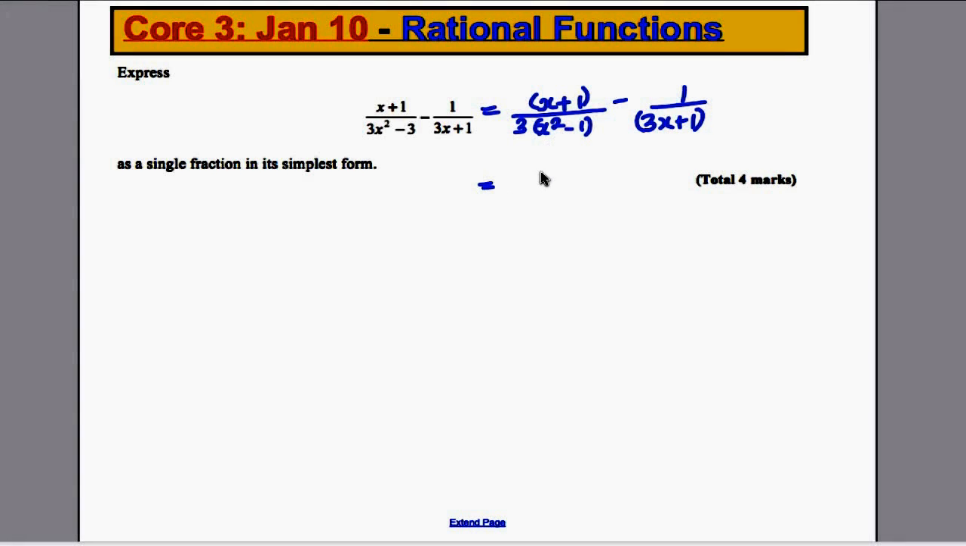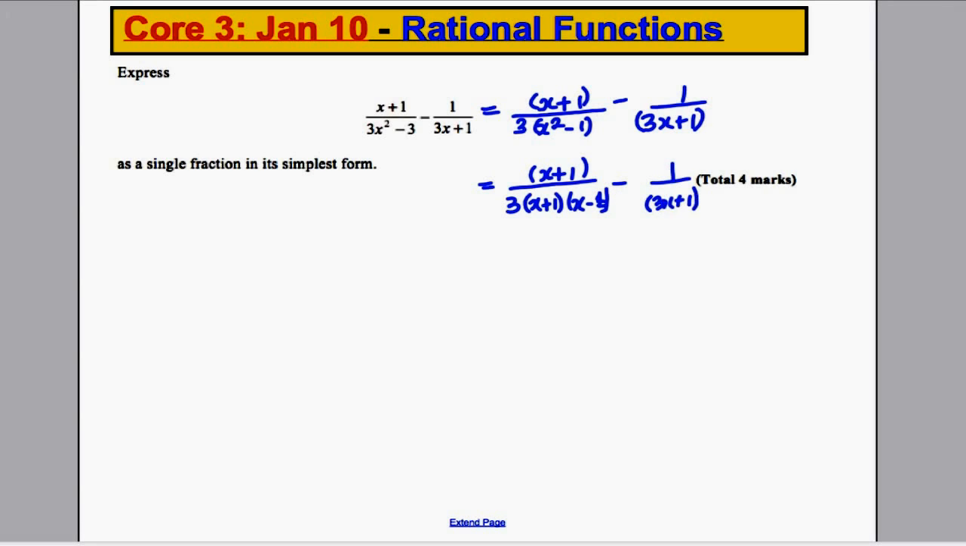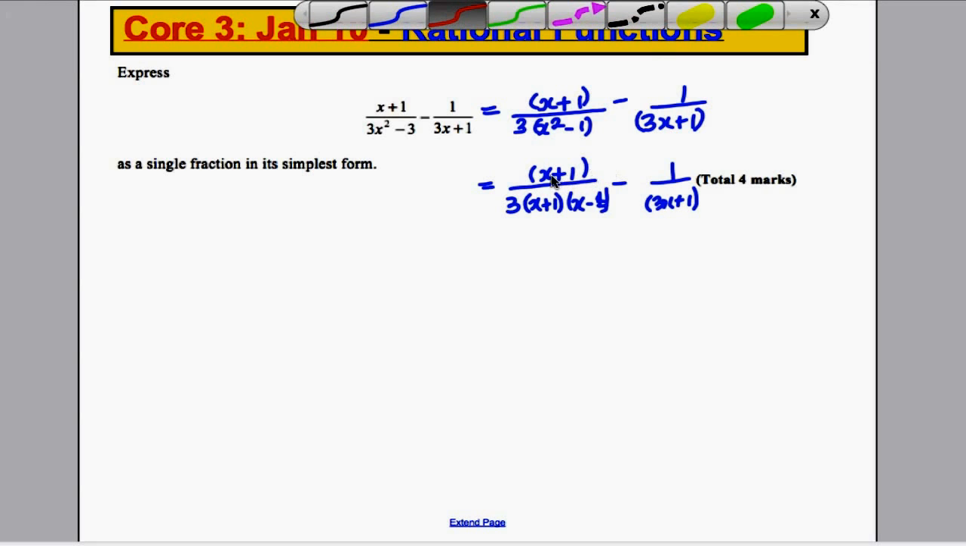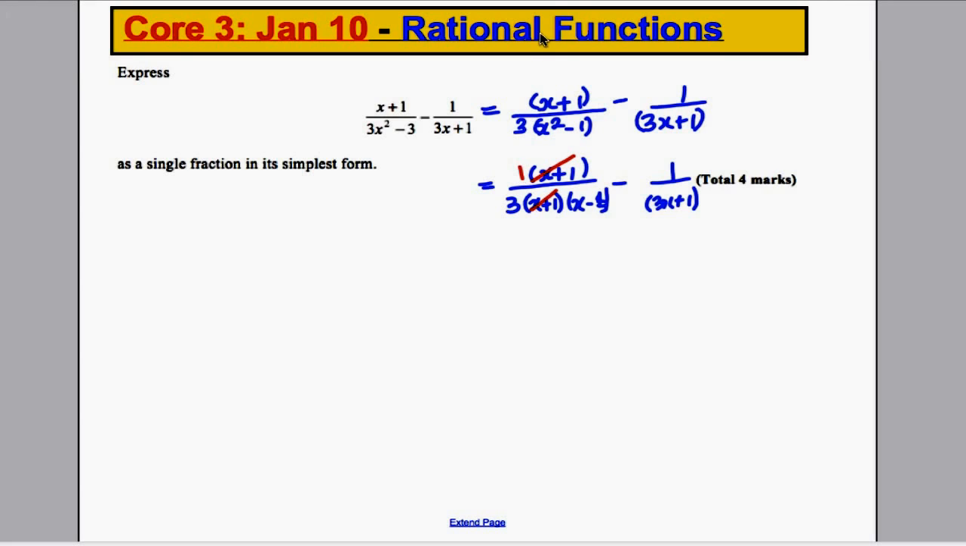Anything further I could factorise? Well, yes, look, the top is x plus 1 over 3. x squared minus 1 is the difference of two squares. It's x plus 1, x subtract 1. Subtract 1 over 3x plus 1. Now, oh look what happens here, some simplification. You cancel out an x plus 1, you just get 1 on the top. So this is the same question as 1 over 3x subtract 1, subtract 1 over 3x plus 1.